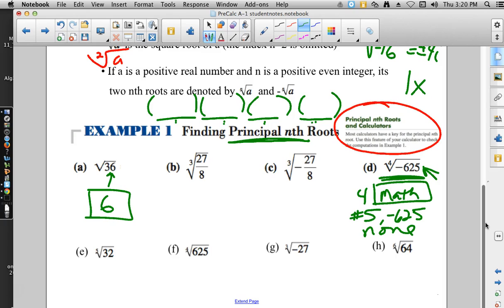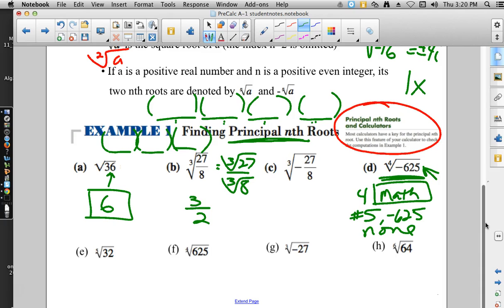For B, we have the cube root of the fraction 27/8, which looks a little overwhelming at first until you remember that you can split those apart. You can just think of that as the cube root of 27 and the cube root of 8. So now think about those three slots and what number would need to go into those three slots to give you 27, and that would be a 3. And what number would go in those three slots to give you 8? That number would be a 2.